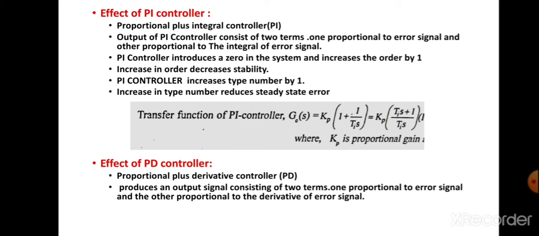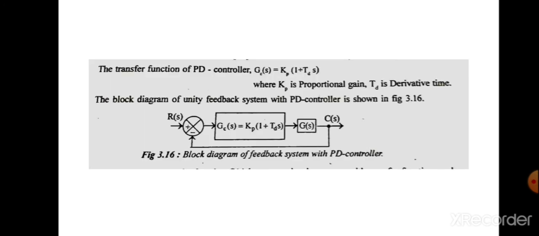And next we will see the effect of PD controller. PD controller means a proportional plus derivative controller, and it produces an output signal consisting of two terms: one term is proportional to the error signal and the other term is proportional to the derivative of the error signal. That is why it has got the name PD, or proportional derivative controller. And the transfer function of the PD controller is Gc of S equal to Kp into 1 plus Td s, where Kp is proportional gain and Td is derivative time.